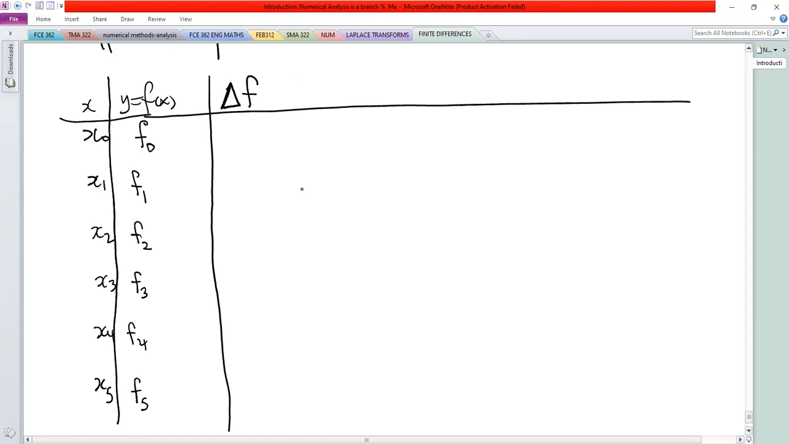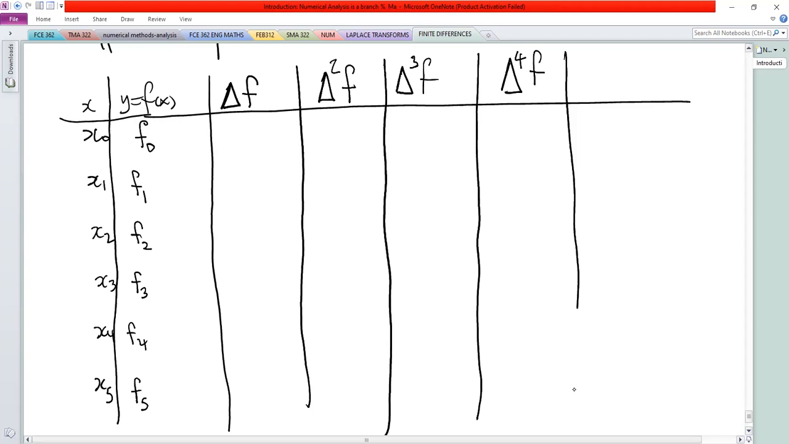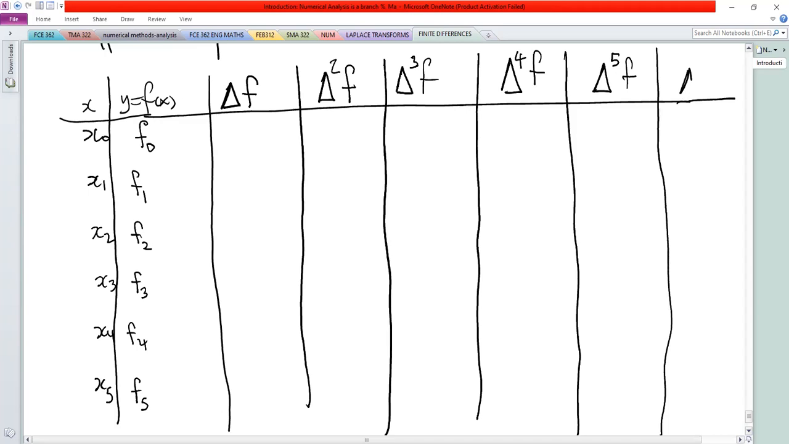And then we have the second difference of the function f, and then the third difference of the function f, fourth difference of the function f, and then fifth difference of the function f. And then you can even have the sixth forward difference of the function f.